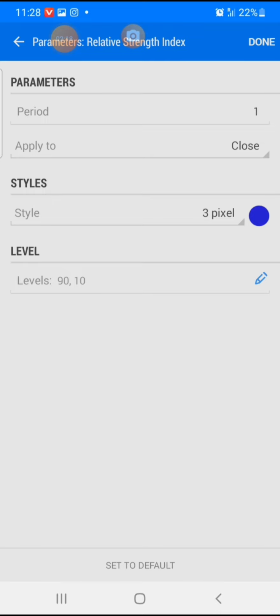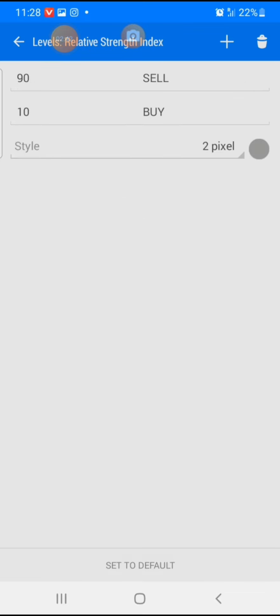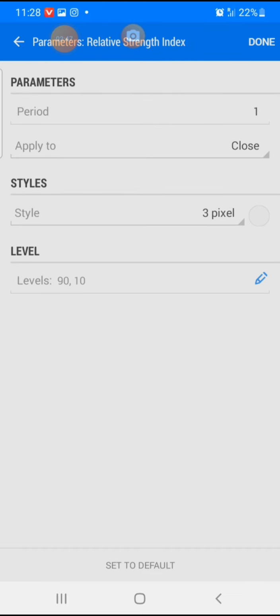When we click it, these are the parameters. So the relative strength index is going to be used only for the levels. We are interested in the levels. So you can put period 1, apply to close, style. You can leave it like this, or you can put the color of your background. But when the period is on 1, it will not show. So once you are done, then we go on to the levels. You click here on the levels. We have level 90 and level 10. Then we go back. Once you have these settings, you click done.